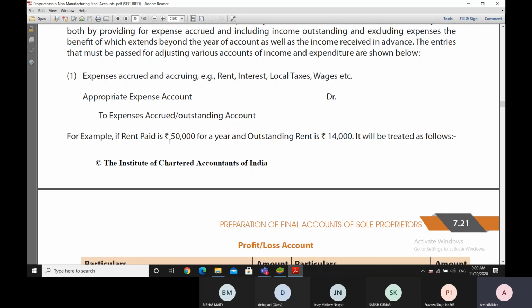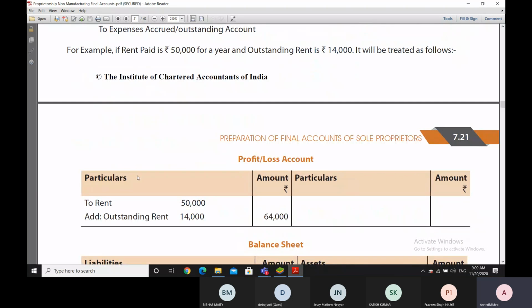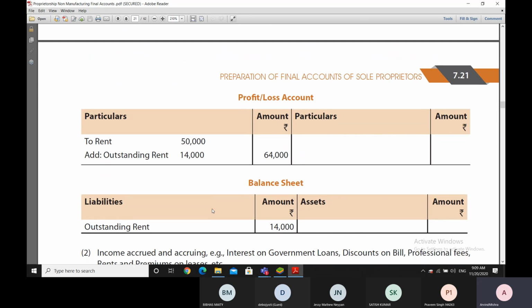For example, if the rent which we have paid is 50,000 for a year and outstanding rent is 14,000, then what we do is that we add this outstanding rent to the rent that we have already paid, so that the total amount of the rent becomes 64,000, and the total amount of rent which will be debited to the profit and loss account will be 64,000.